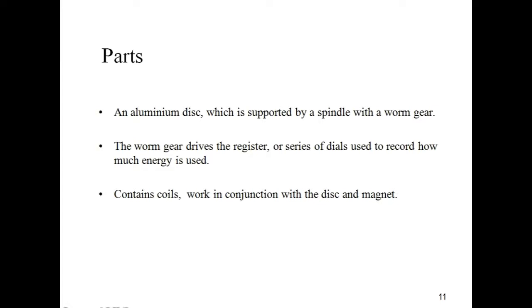Let's have a look at the parts contained inside an energy meter. A kilowatt hour meter contains an aluminium disc which is supported by a spindle with a worm gear. The worm gear drives the register. It is a series of dials used to record how much energy is used. The kilowatt hour meter also contains coils which work in conjunction with the disc and a permanent magnet.